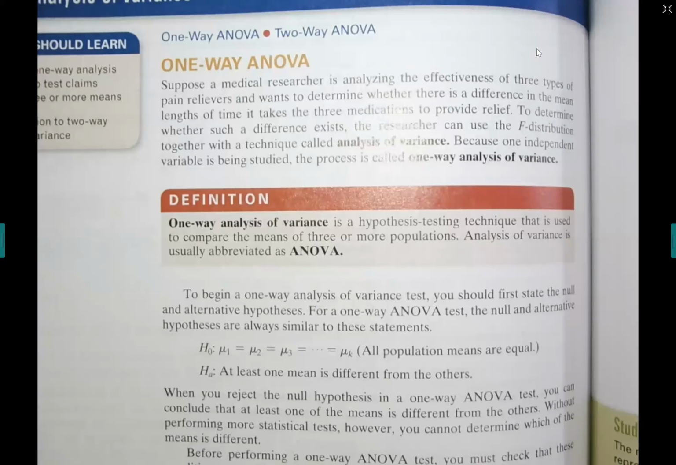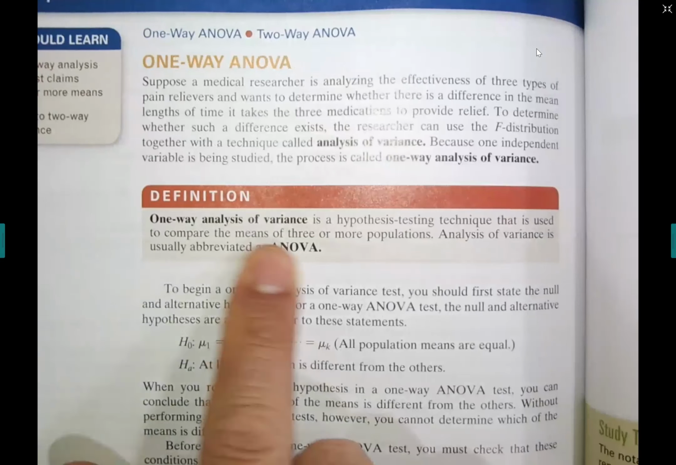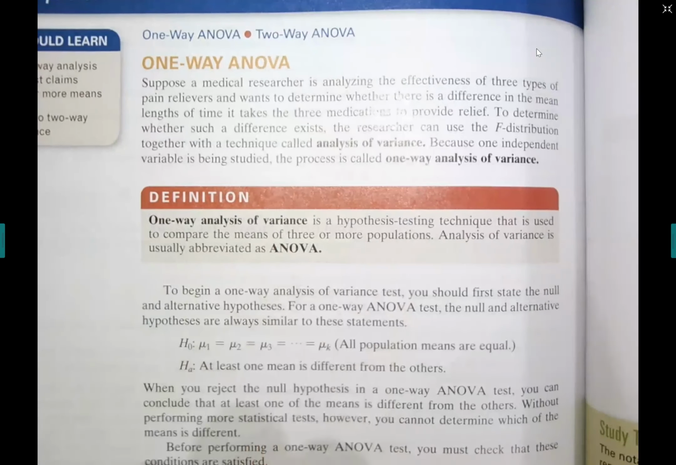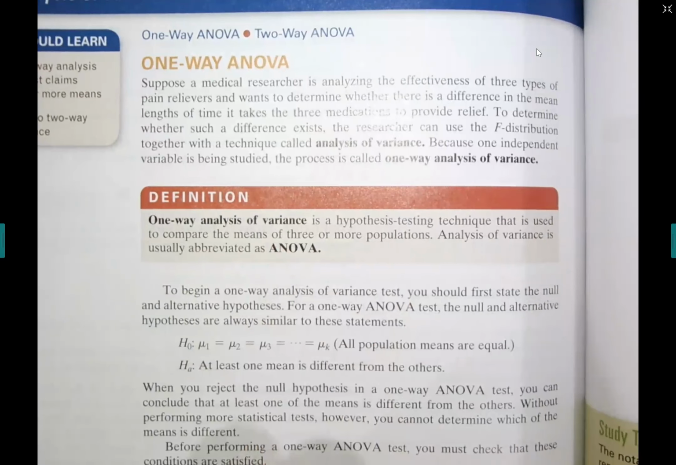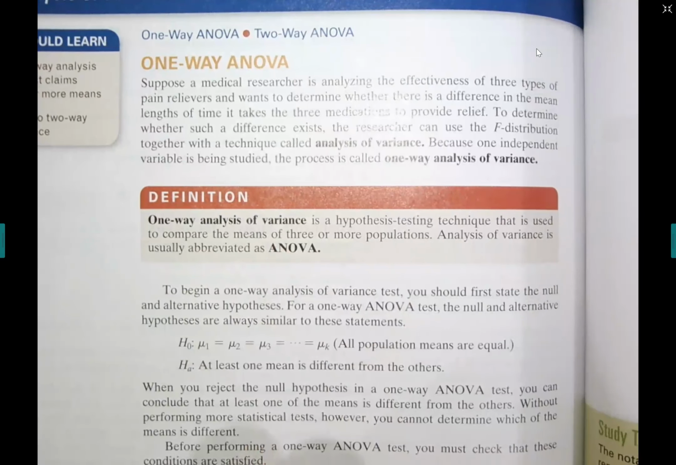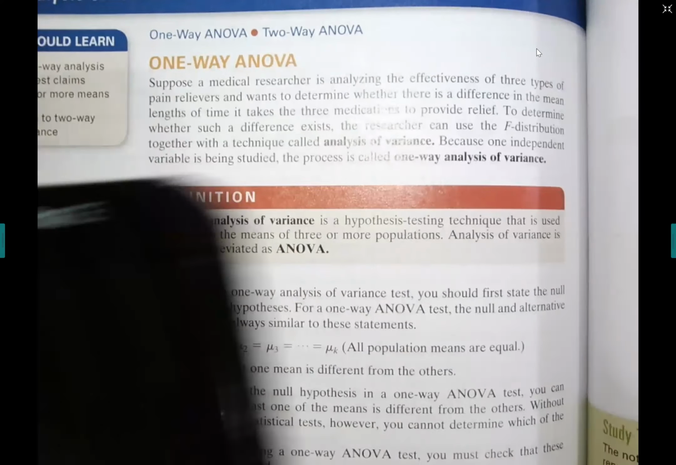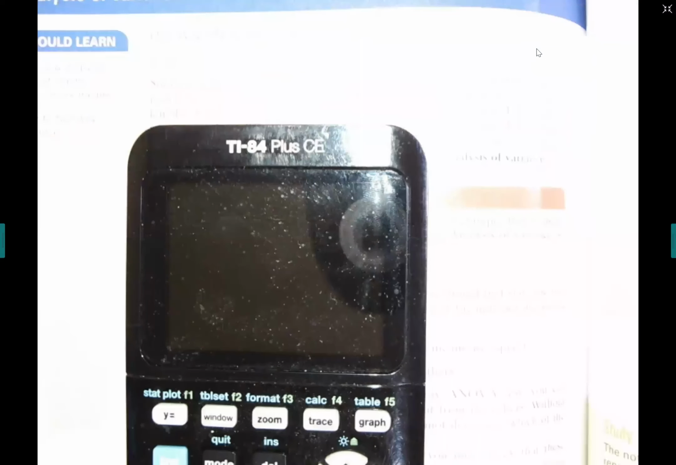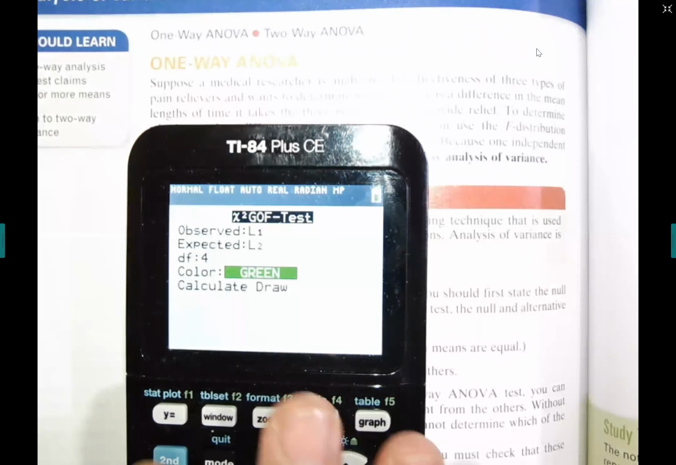So we'll be using the F distribution with a technique called analysis of variance. Because one independent variable is being studied, the process is called one-way analysis of variance. So what is one-way analysis of variance, guys? It's a hypothesis testing technique that's used to compare the means of 3 or more populations. And it is abbreviated by ANOVA. And to show you the ANOVA test, guys, it's the last test on your calculator. Just watch. Second and quit.